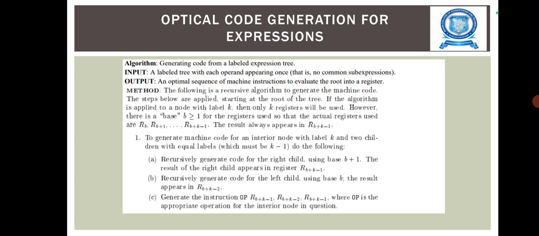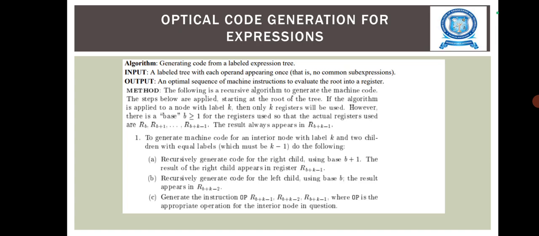This is the algorithm for generating code from a labeled expression tree. Input: a labeled tree with each operand appearing once, that is, no common subexpressions. Output: an optimal sequence of machine instructions to evaluate the root into a register. The following is a recursive algorithm to generate the machine code. The steps below are applied starting at the root of the tree. If the algorithm is applied to a node with the label k, only k registers will be used.